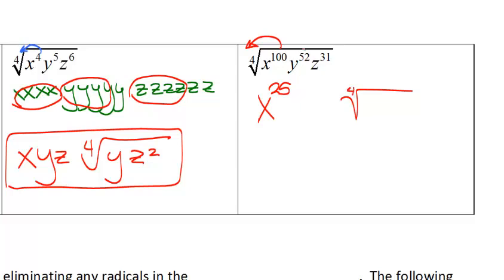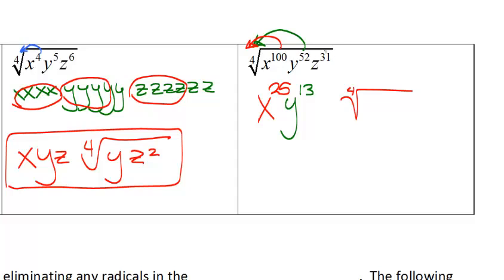Y to the 52, so on that part I'm going to take 52 and divide it by 4, and 52 divided by 4 gets me 13 with no leftovers at all. So I have y to the 13, that's the number of groups of 4 that I can come out. I don't put any y's inside the radical because there's no leftovers.